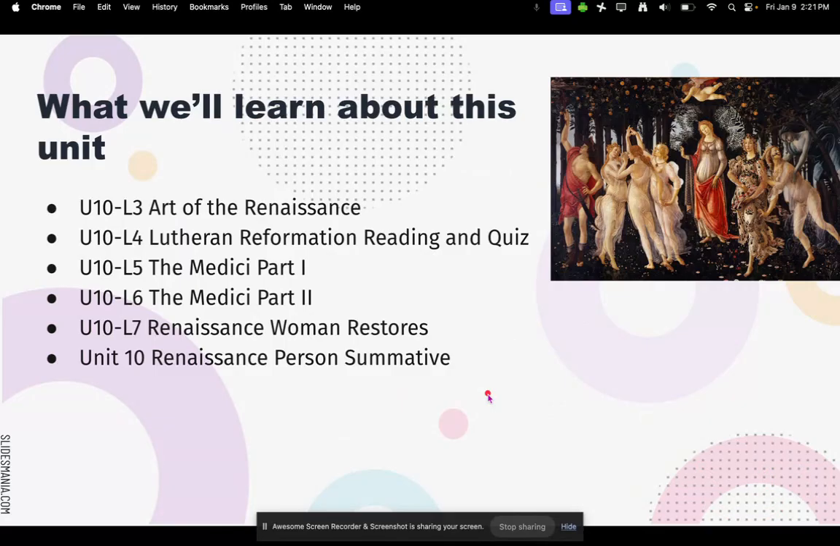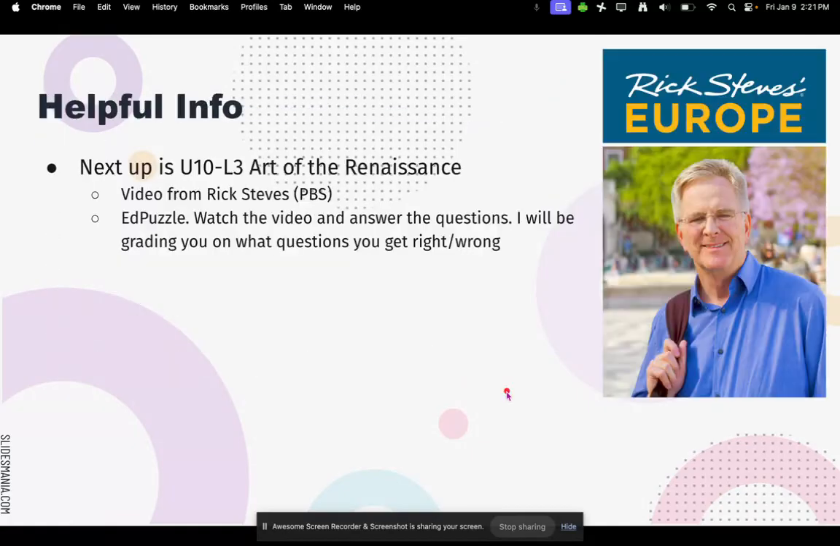So what will we learn this unit? That's a great question. We will learn about the art of the Renaissance, the Lutheran Reformation, the Medici family, who was this very powerful family during Renaissance Italy. Renaissance women restored. That is about a rare woman artist during the Renaissance. And then we have our summative.